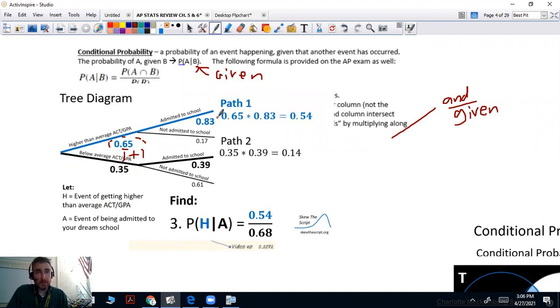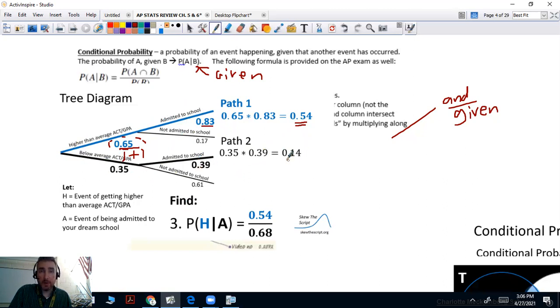Now you have two paths. You might be admitted to school if you have a higher than average GPA, or not admitted to school if you have a higher than average GPA. Or if you have a below average GPA, you could be admitted to school or not admitted to school. It really depends. So when we're looking at a problem, a lot of times we have to multiply along the branches. So 0.65 times 0.83, that's 0.54.